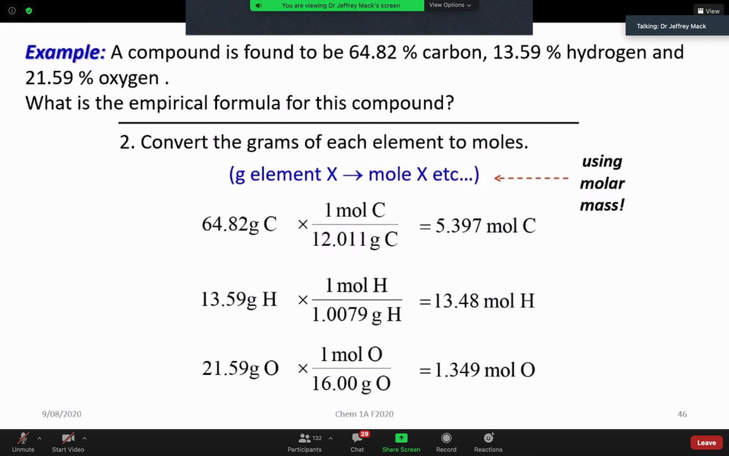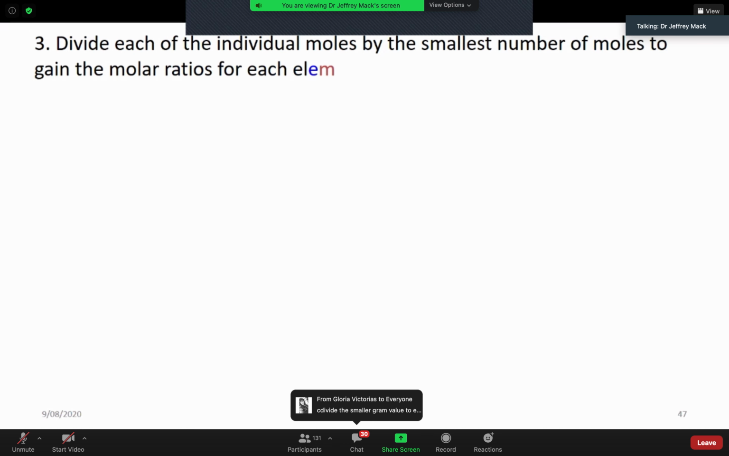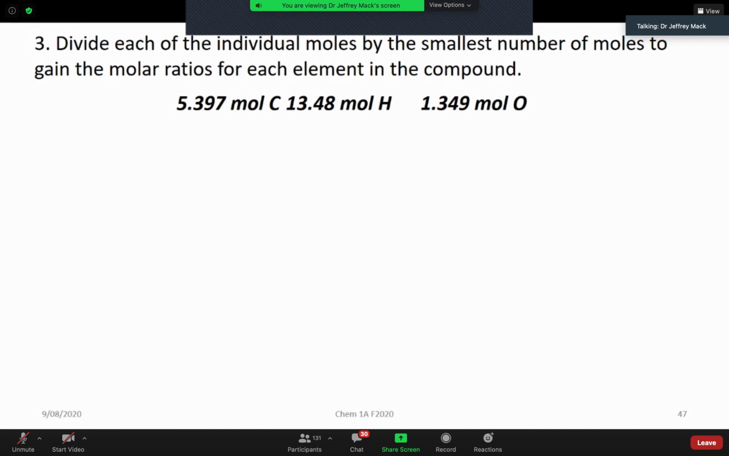So what I've got to do to fix this problem is go through and simplify by dividing by the smallest number of moles, all right? So we'll take each of the individual moles and divide it by the smallest number of moles to gain a whole number ratio for each element in the compound. So the 100 grams gives us total moles in 100 grams. The division by the smallest gives us the simplest whole ratio of moles in the compound. So I had 5.397 moles of carbon, 13.48 moles of hydrogen, 1.349 moles of oxygen. Those are the numbers we calculated based on 100% and 100 grams. These will now yield the subscripts X, Y, and Z in the compound.